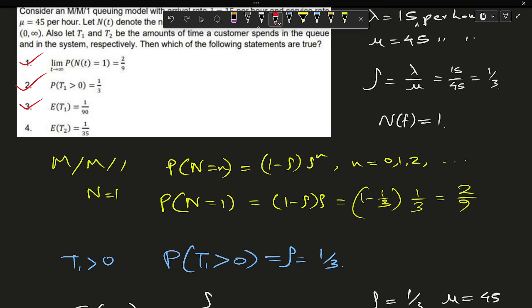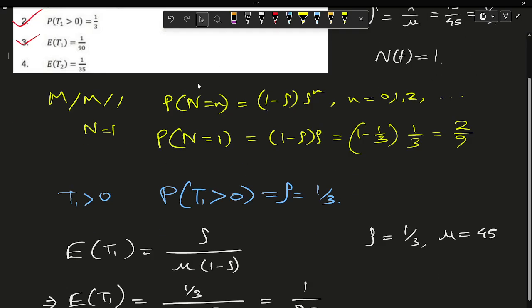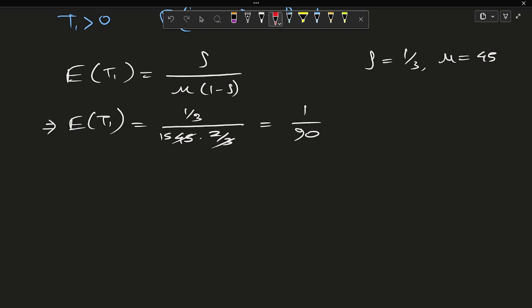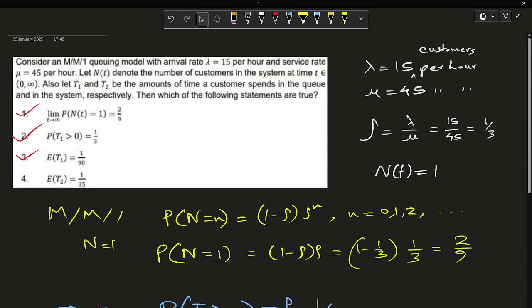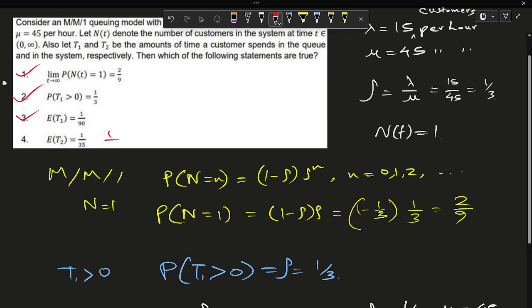Now we have to think about option 4, which is telling us to find the expected value of T2. The expected time in the system T2 is given by the expectation of T2, which is equal to 1 by (mu minus lambda). Our lambda is equal to 15 and our mu is equal to 45, so mu minus lambda will be 45 minus 15, that is 30. They gave us 1/35, which is wrong because our answer is 1/30. So this option will be ruled out.